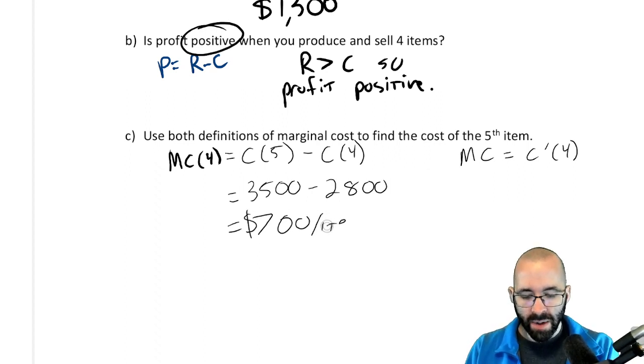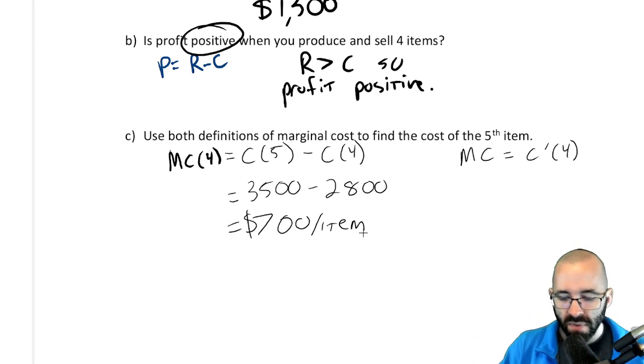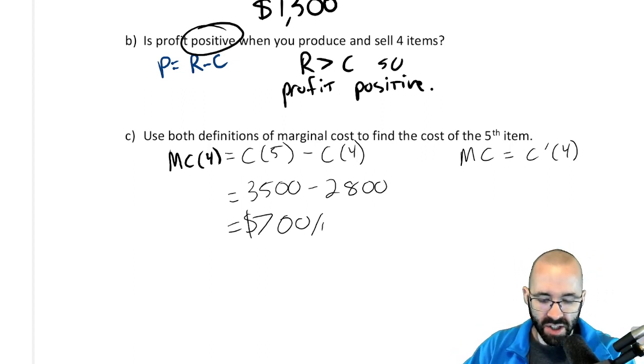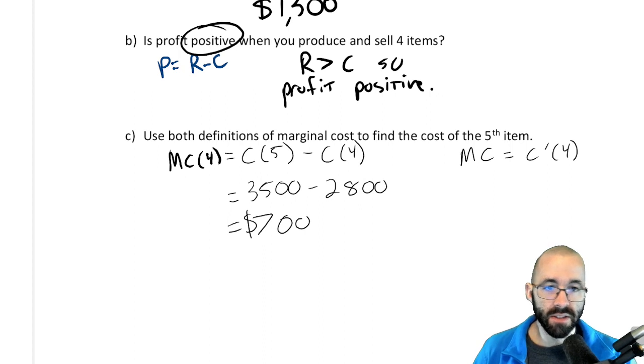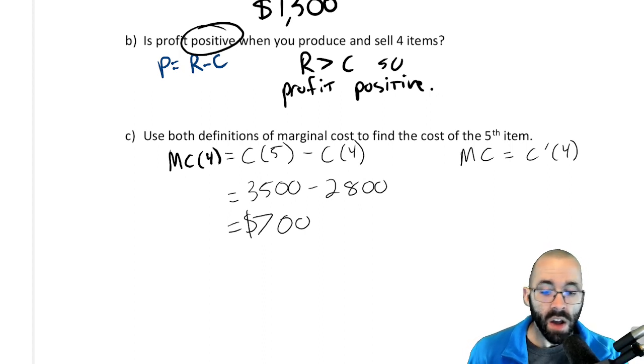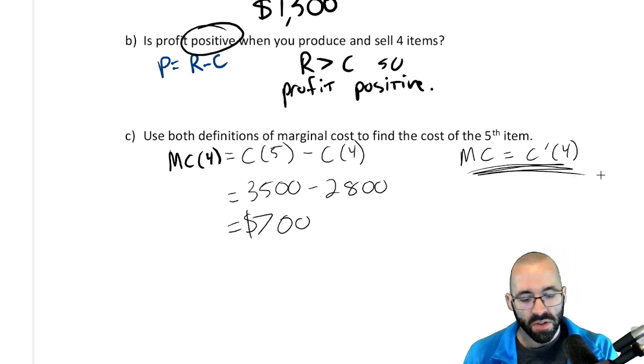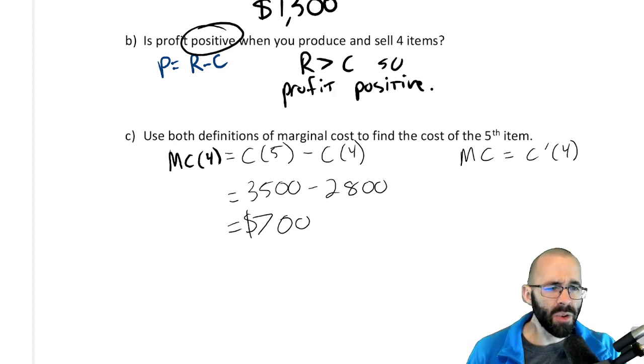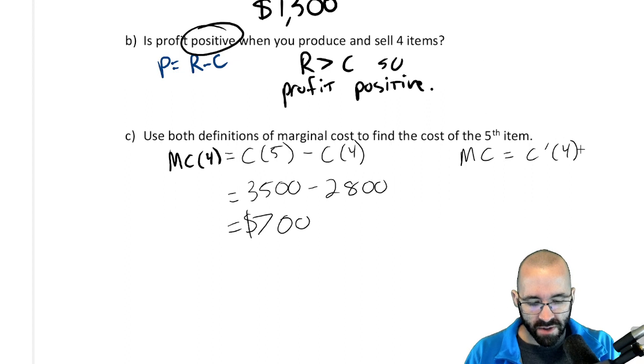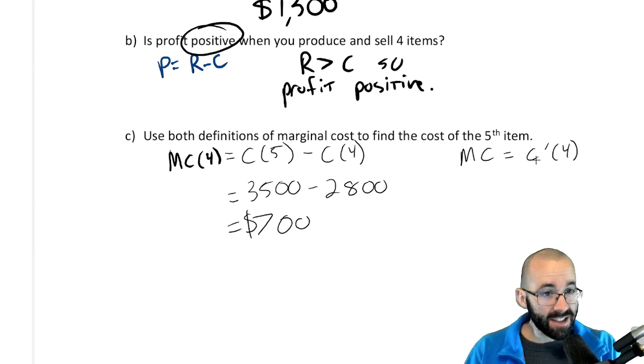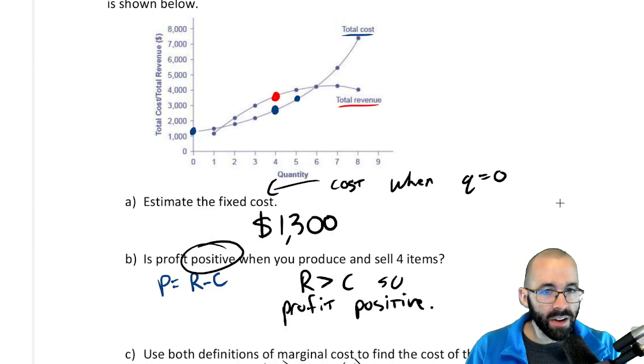All right. And again, it's going to be dollars per item. Or here, I guess the cost of just the fifth item will just be $700. And we can also approximate marginal cost with the derivative. In this case, using the derivative definition is a little weird. I just want to give a picture. Okay. So what's the slope of the tangent line? Because that's the derivative. The slope of the tangent line when our input is 4.